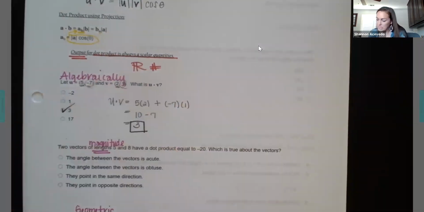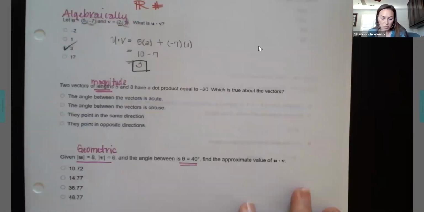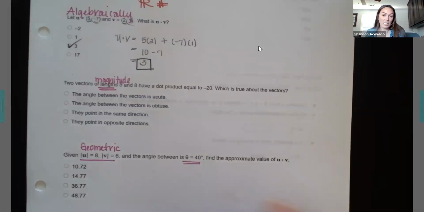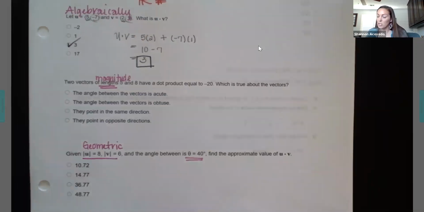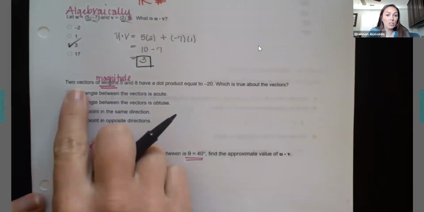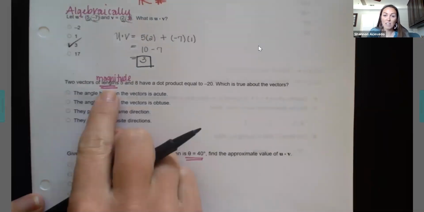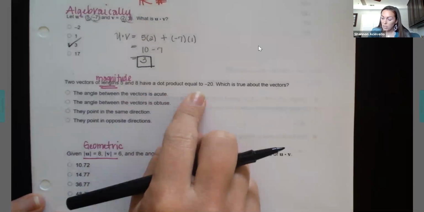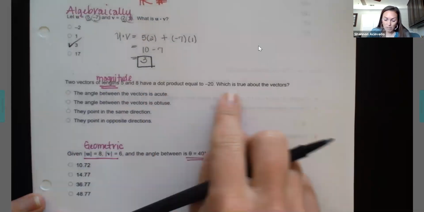Perfect. This next one has some background information you guys need to know. If I have the lengths of 2 vectors as 5 and 8, and they have a dot product equal to negative 20, which is true about the vectors?